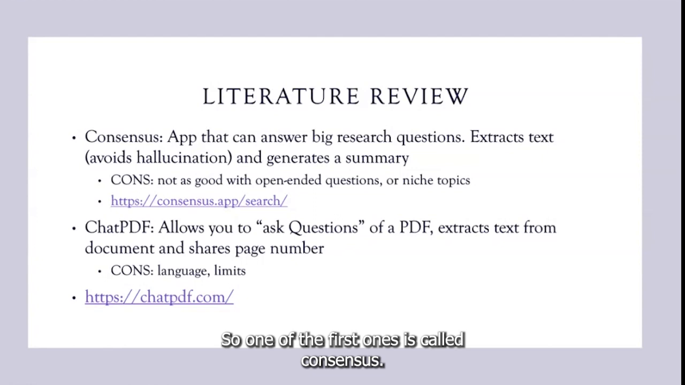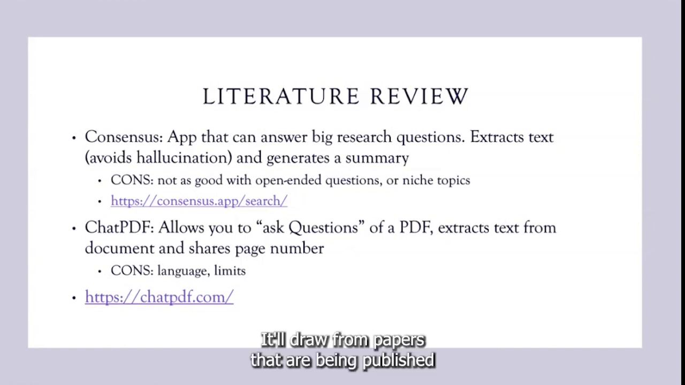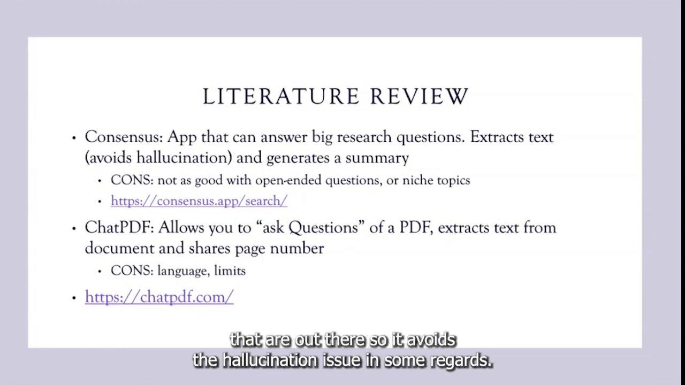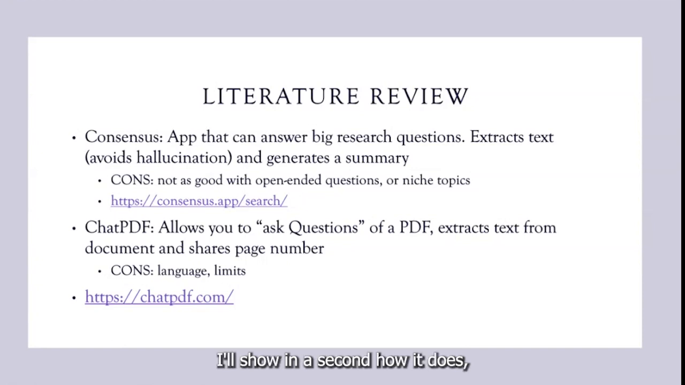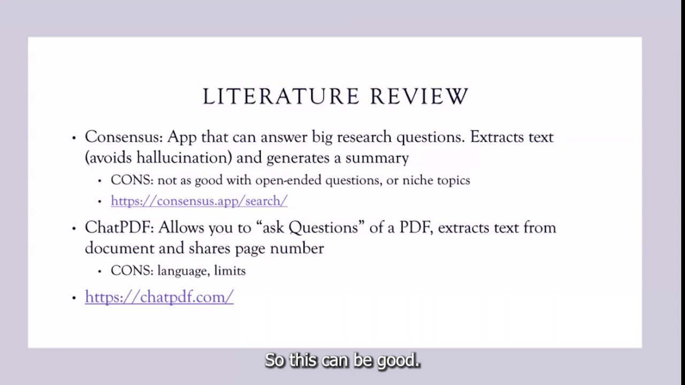One of the first ones is called Consensus. This is a web platform that you can ask big research questions of. It'll draw from papers that have been published that are out there, so it avoids the hallucination issue in some regards. I'll show you in a second how it does. And it will generate a summary of at least sometimes either the debate on one issue or at least what the papers said. So this can be good.